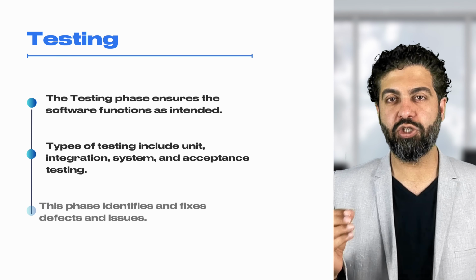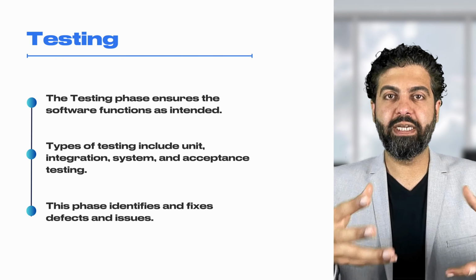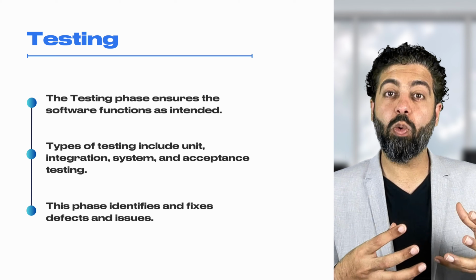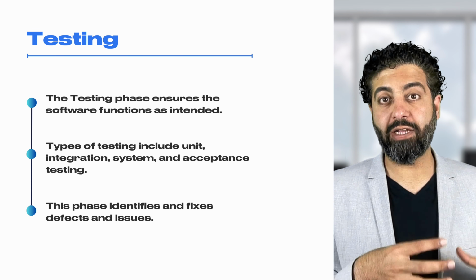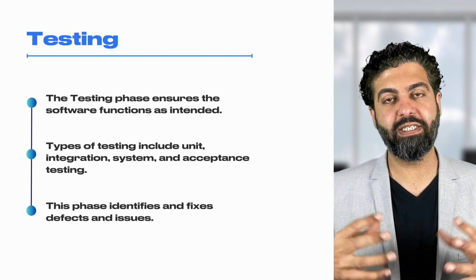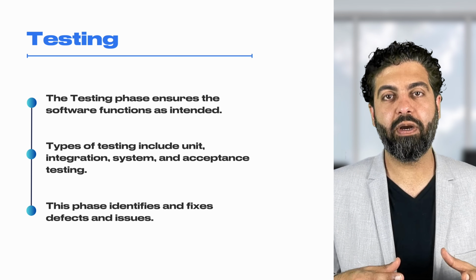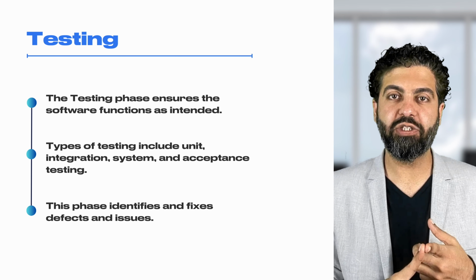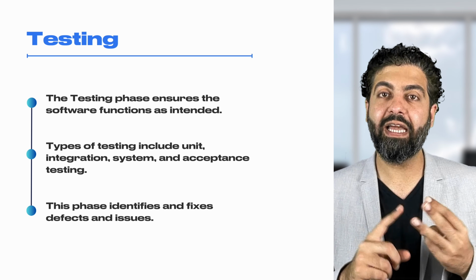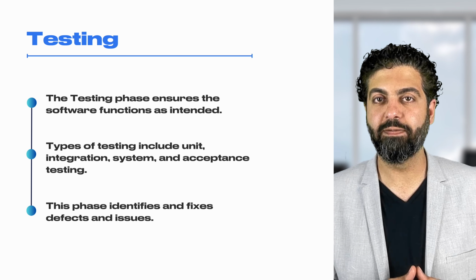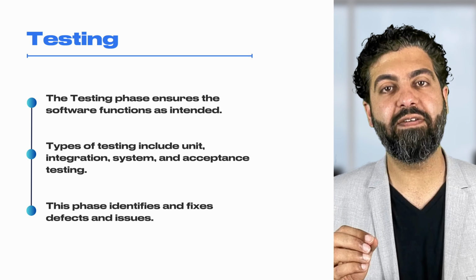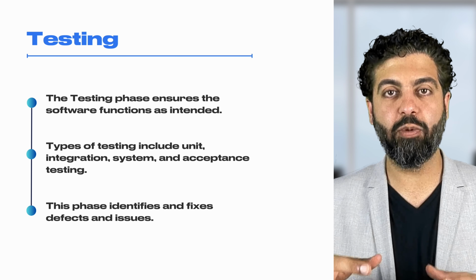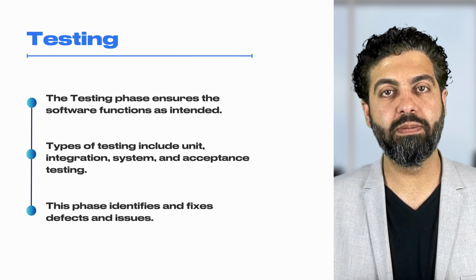The testing phase ensures that the system functions as it was intended to be. So whatever you did in your requirements and your design, your actual product is on the same lines as you thought about it. So it is very important that you conduct the testing, and there are different types of testing you do. There's integration testing, system testing, and lastly, acceptance or user acceptance testing. This is the phase where you identify defects and issues in your system and fix them so that your system becomes more stable.